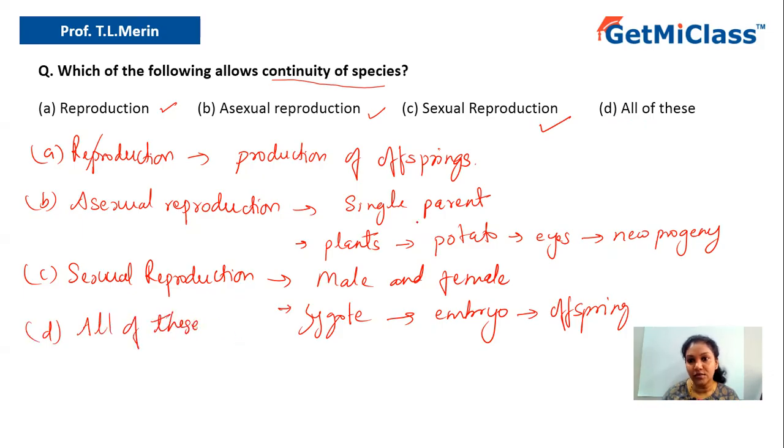So let us conclude. What is the answer? The final answer is option D, that is all of these. So all of these will give rise to a new generation, and hence all of these allow the continuity of species.